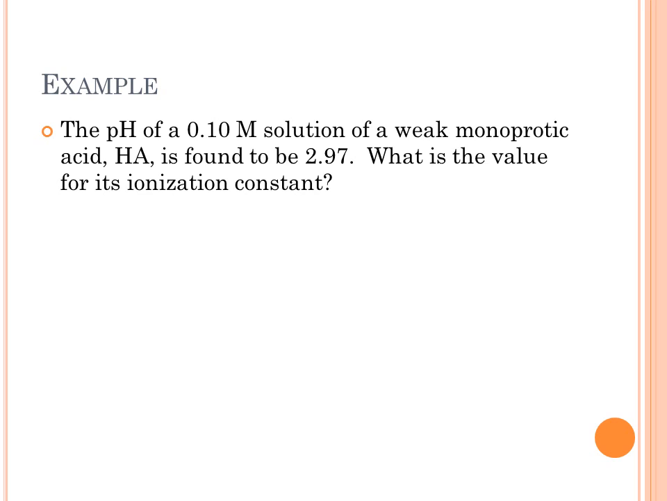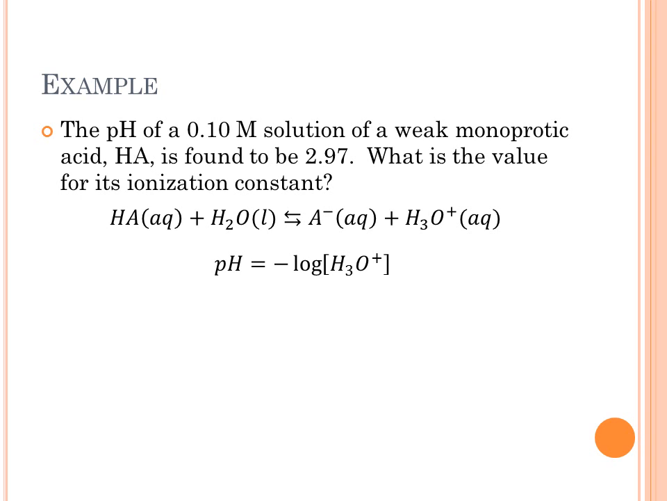So let's look at an example. If we know the pH of a 0.1 molar solution of a weak monoprotic acid, which we'll just generically call HA, is found to be 2.97, we'll know the value of the ionization constant, or the Ka. So we know that a generic equilibrium would be HA plus H2O forming A minus and hydronium ion. So the pH is the negative log of the hydronium ion, so the hydronium ion concentration is 10 to the negative pH power, or 10 to the negative 2.97, or 1.07 times 10 to the negative third molar.